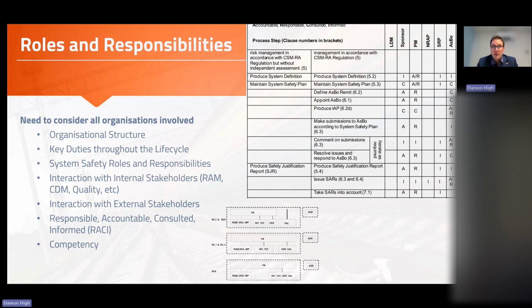What interaction are we having with other internal stakeholders? So we've mentioned there reliability, availability, maintainability. We've got quality. We've got CDM, which is a UK term for construction design management, so more of the OHS health and safety side of things. Because again, we need to be making sure that safety assurance isn't just sitting within its own little silo somewhere. We need to be talking about how we're making sure that this safety assurance process is getting integrated into the project or program.